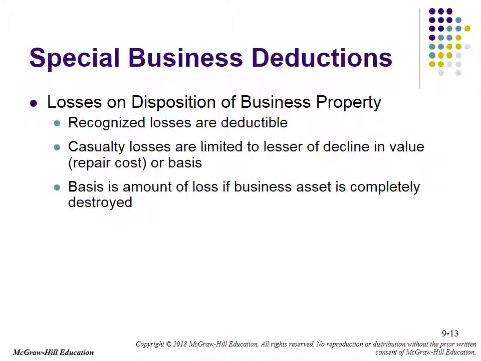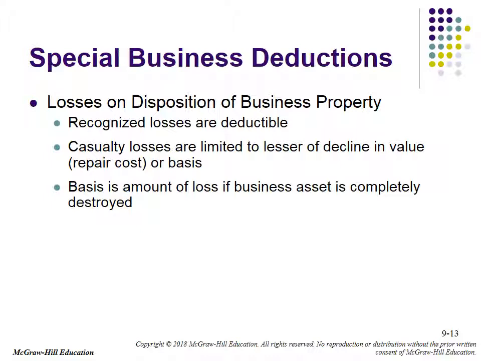So let's take a look at an example. Here's what we're saying. Let's say your business asset, your piece of equipment, caught on fire. It's completely destroyed. That's considered a casualty. So a casualty, or even if it was stolen, would fall under this as well. And you have no insurance on it. Let's assume that for the first part.